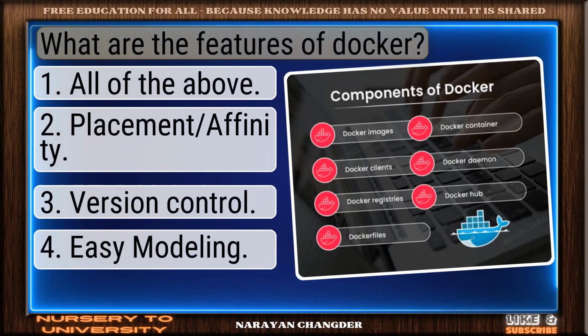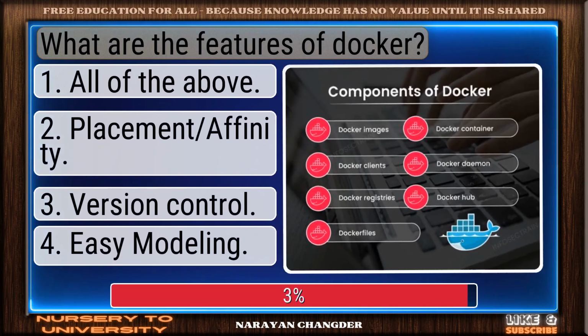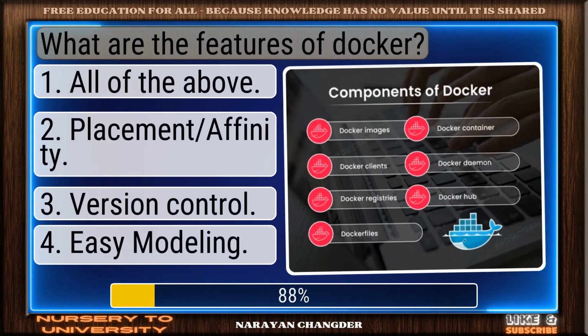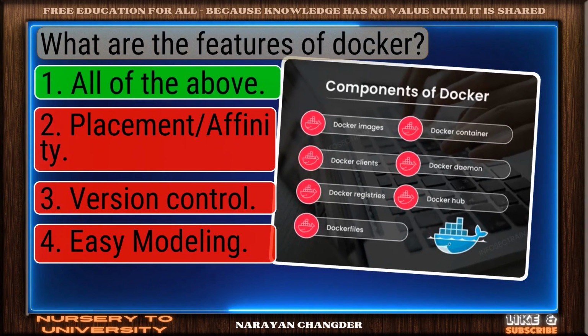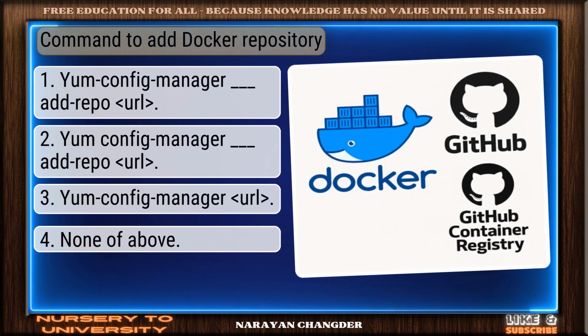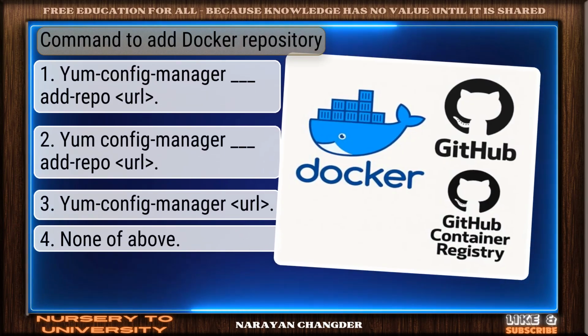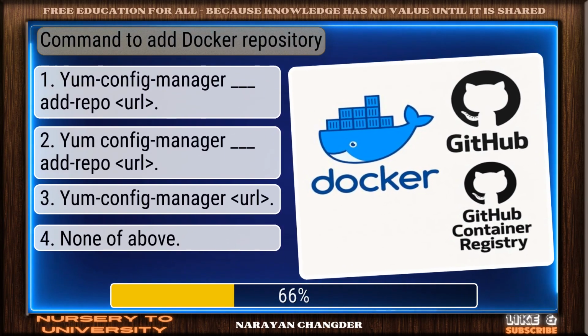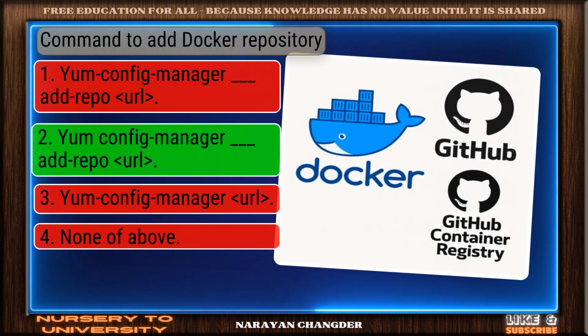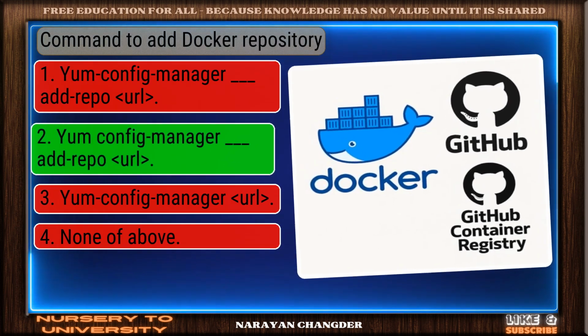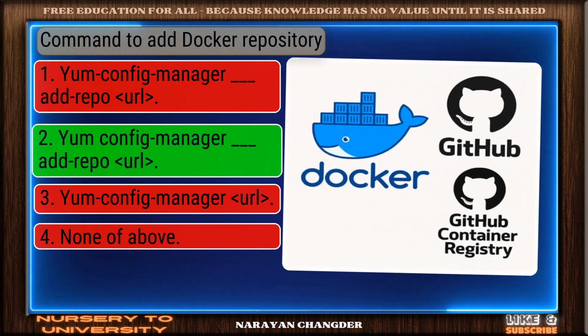Question number 31. What are the features of Docker? You got it. Your choice, all of the above, is right. Question number 32. Command to add Docker repository. Strong choice. yum-config-manager --add-repo URL is the right answer.